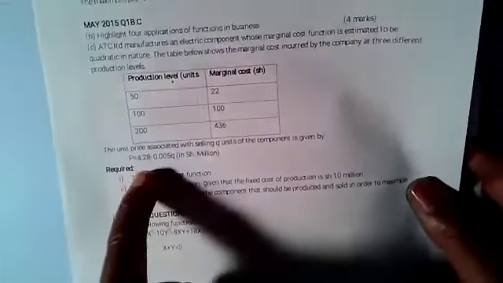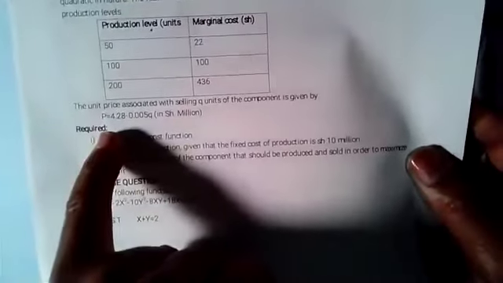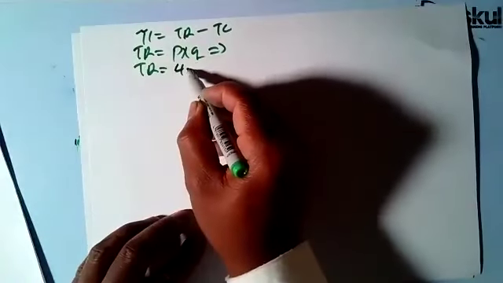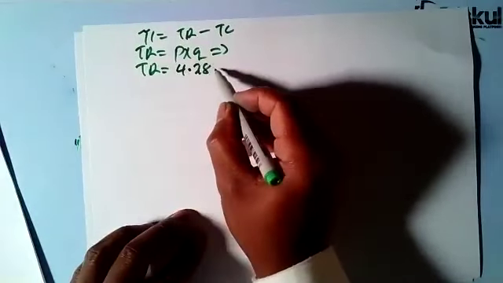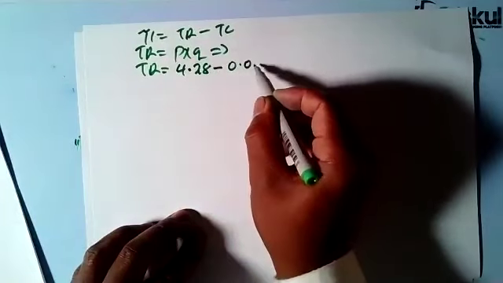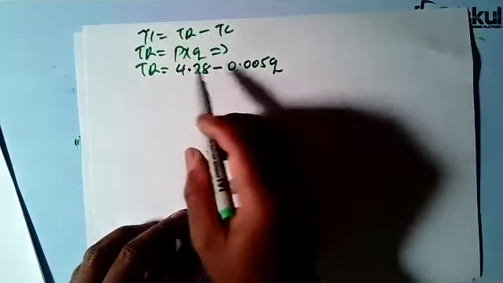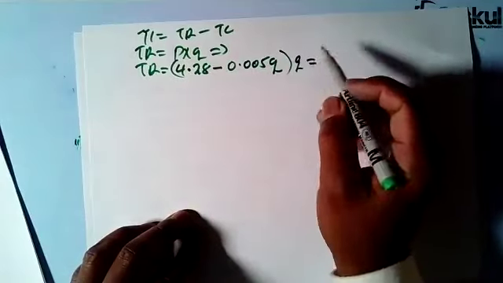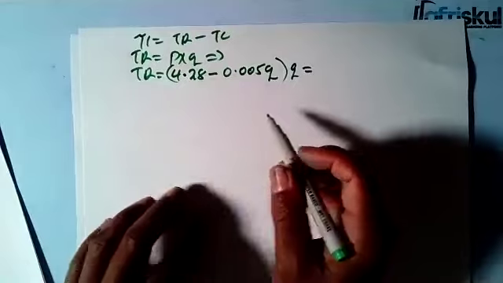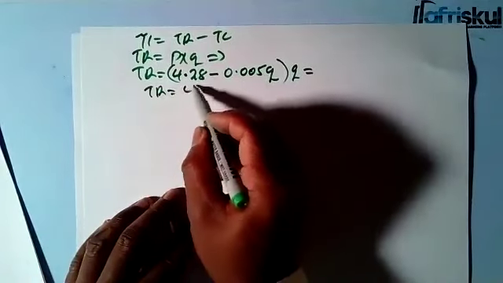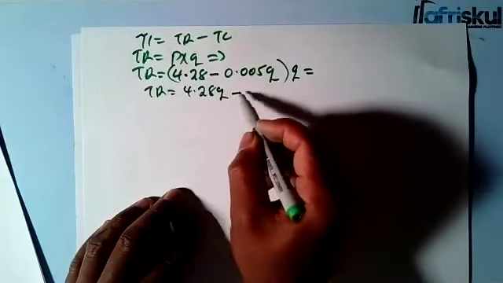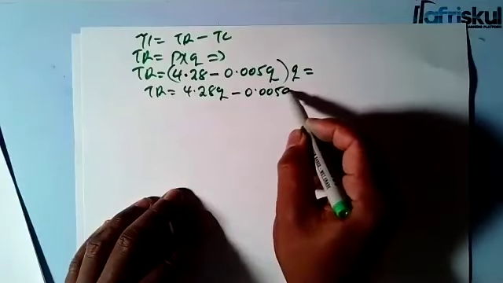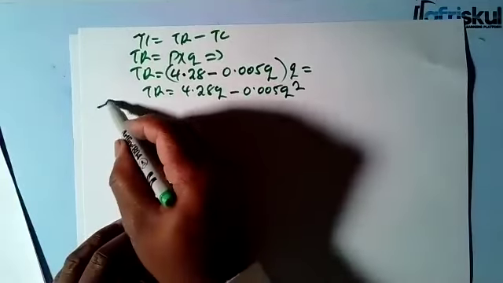Now from the question, you have already been given the price, which was 4.28 minus 0.005 Q. That's the price. You multiply by quantity to get the total revenue, and you'll get that the total revenue will be 4.28Q minus 0.005Q squared. So now let's get the profit.